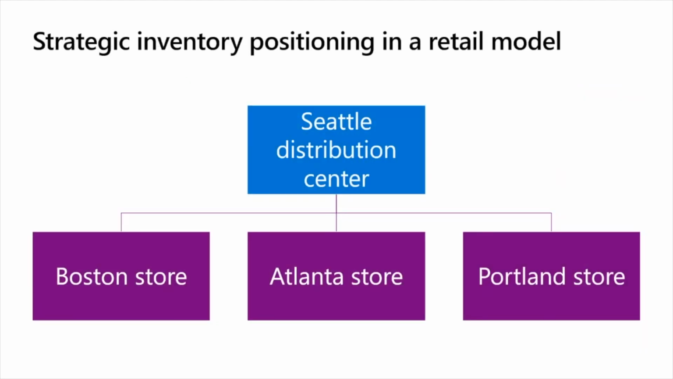Another way we can look at strategic inventory positioning and buffer levels is not just looking at which items in a BOM we should stock on hand, but also which locations in a distribution network, for example. In this example, we have a distribution center in Seattle and stores in Boston, Atlanta, and Portland that sell blankets from our company.